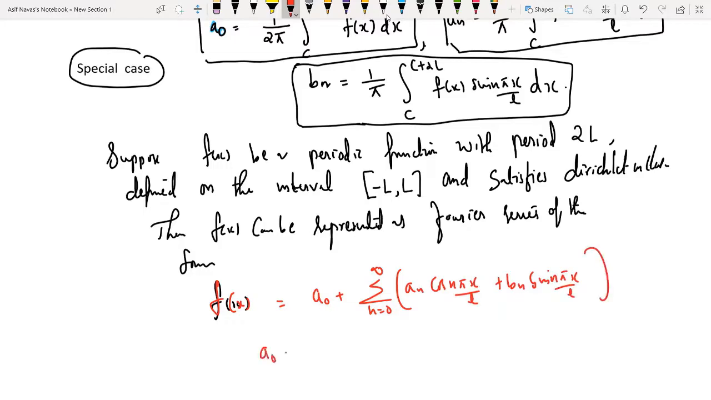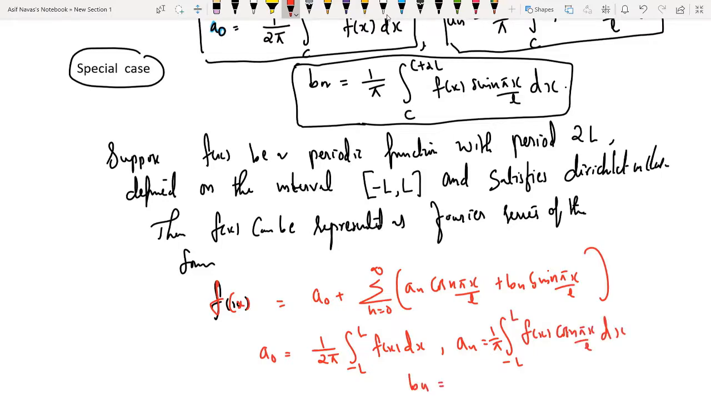where a naught is equal to 1 by 2L integral minus L to L f of x dx, and a n is equal to 1 by L integral minus L to L f of x cos n pi x by L dx, and b n is equal to 1 by L integral minus L to L f of x sin n pi x by L dx.